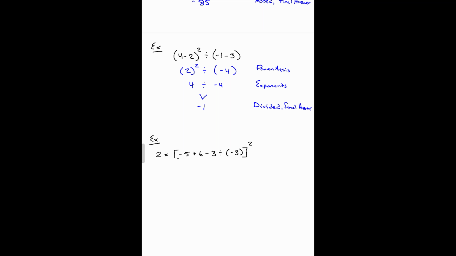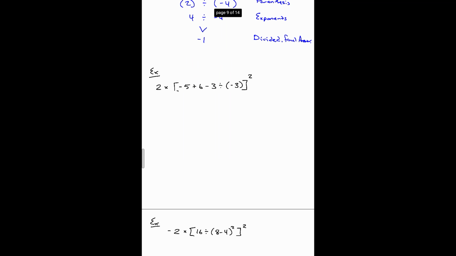All right. Now, lastly, well, not lastly, we got a couple more problems in there. I got a little ahead of myself. What if we have something that looks like this? So we have a problem with brackets and parentheses. So how would we do this?